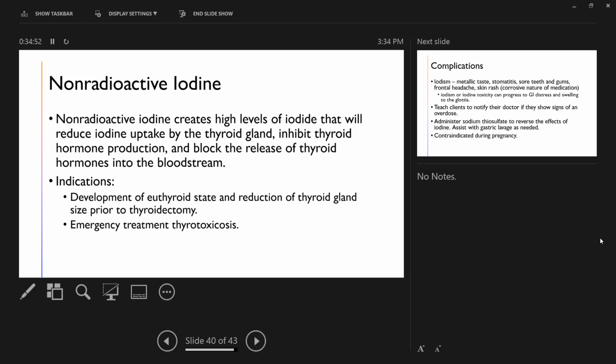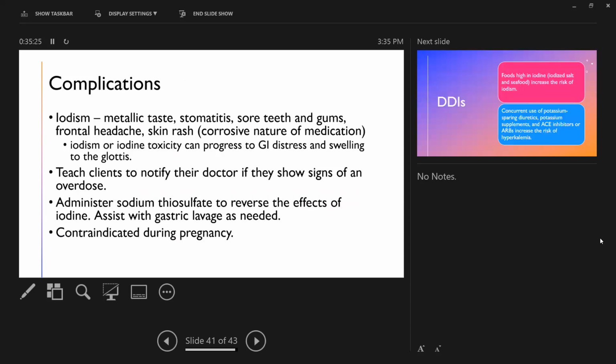Non-radioactive iodine creates very high levels of iodide that will then reduce iodide uptake by the thyroid gland, thus inhibiting thyroid hormone production and blocking the release of thyroid hormone into the bloodstream. This is good for emergency treatment of thyroid toxicosis. This will develop a euthyroid state and reduction of thyroid gland size prior to thyroidectomy. That's primarily what it's used for.